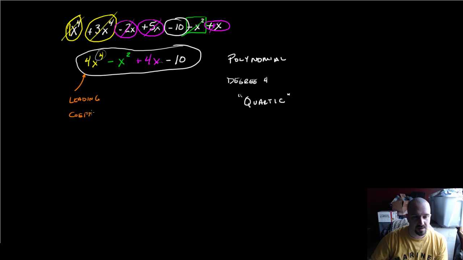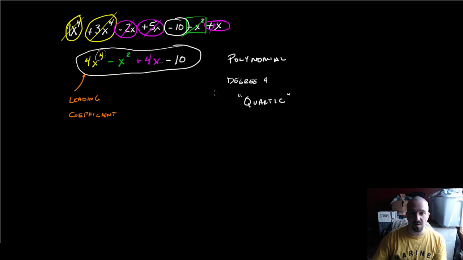No matter where it occurs... Wow. Let's try spelling that correctly. Coefficient. Thank you, English. All right, so if the x to the 4th term was in the middle of all of this stuff, it wouldn't matter. The 4 is still the leading coefficient. It is the one that will dominate the look and feel of the polynomial.